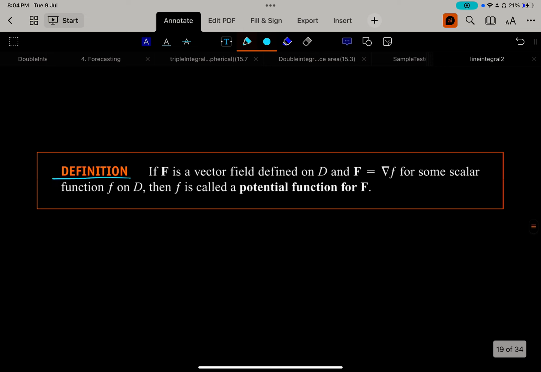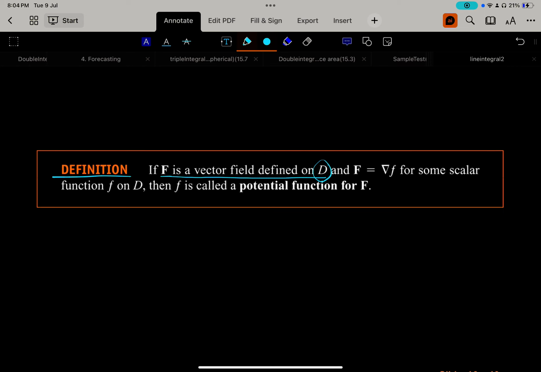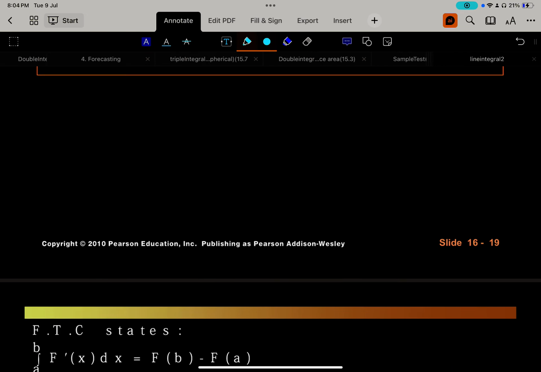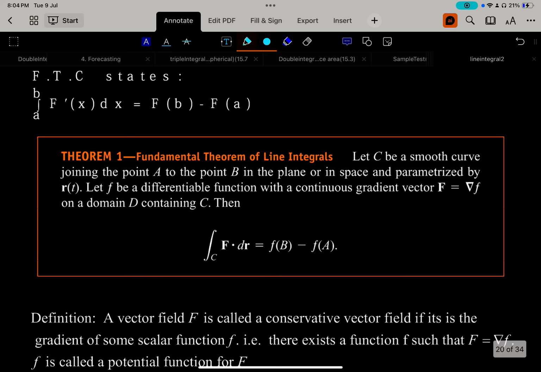And so we have another definition here. If F, a vector field, is defined on D, and F is equal to the gradient of f, which we know is the partial derivative in x, partial derivative in y, partial derivative in z, for some scalar function f on D, then f is called a potential function for F. We might need to find the potential function sometimes, and we might have some examples trying to do that.